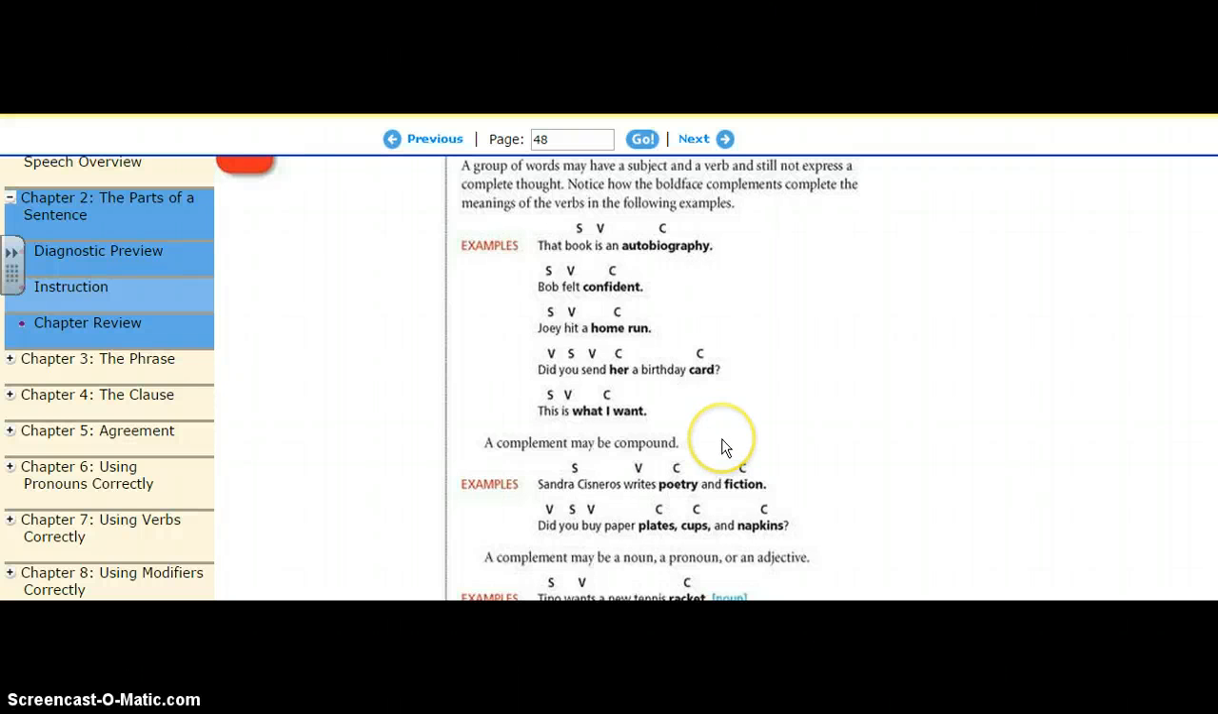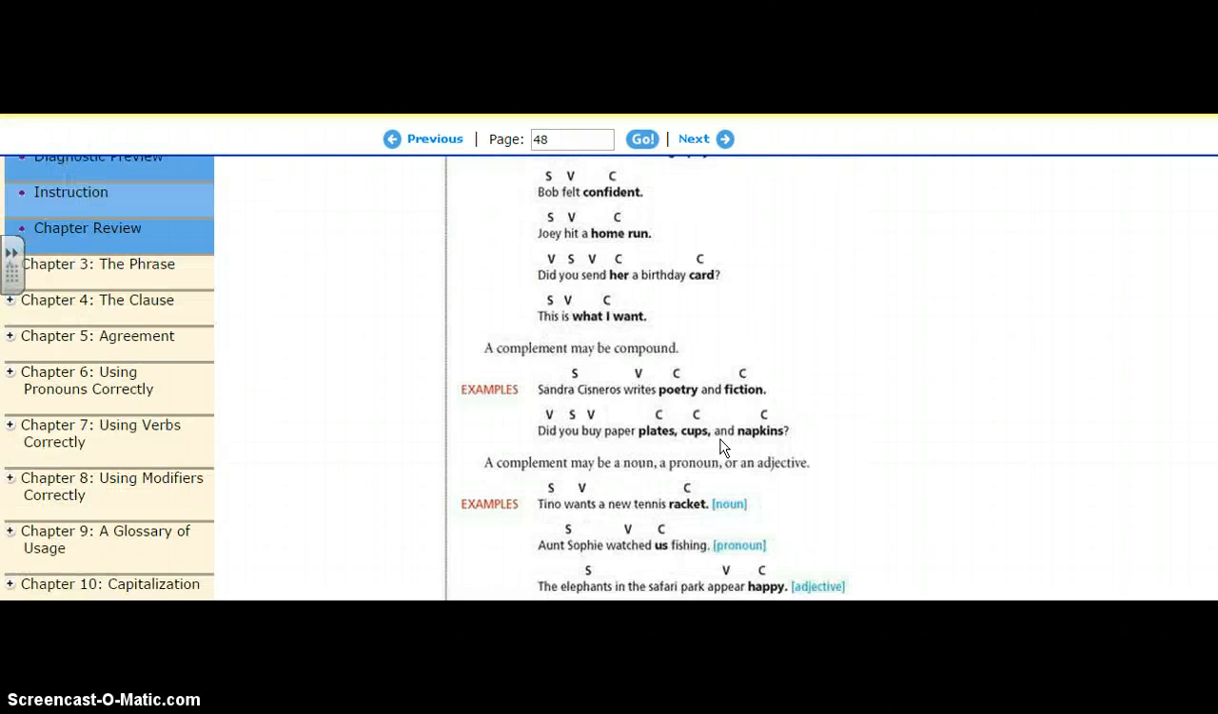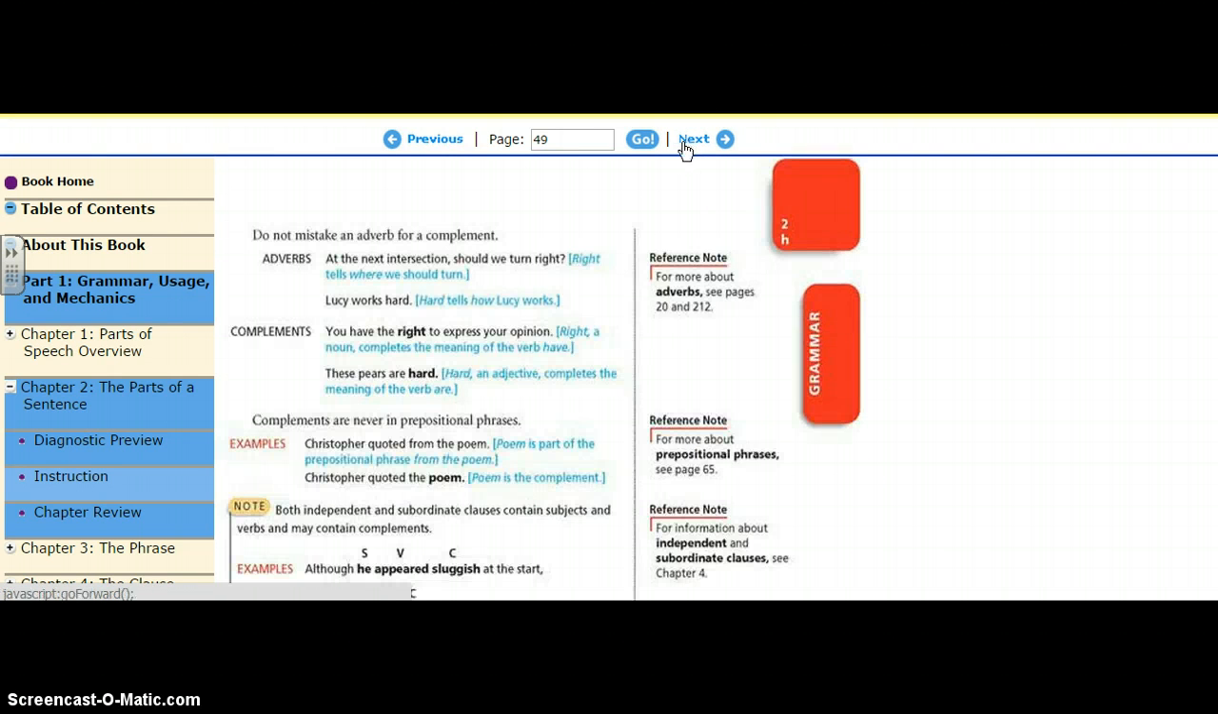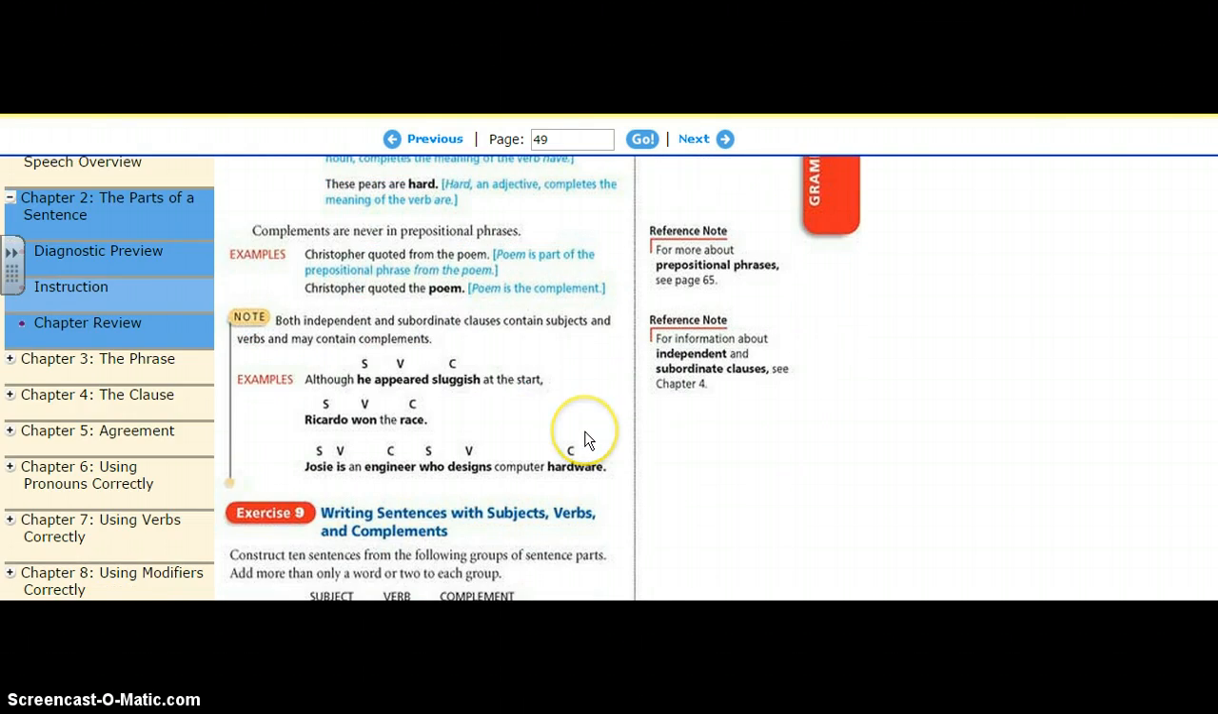A complement may be compound. And we have the examples for compound complements following there. And then a complement may be a noun, a pronoun, or an adjective. And it gives you an example of each. Page 49 continues with adverb examples for complements and gives you more examples of complements. Both independent and subordinate clauses contain subjects and verbs and may contain complements.